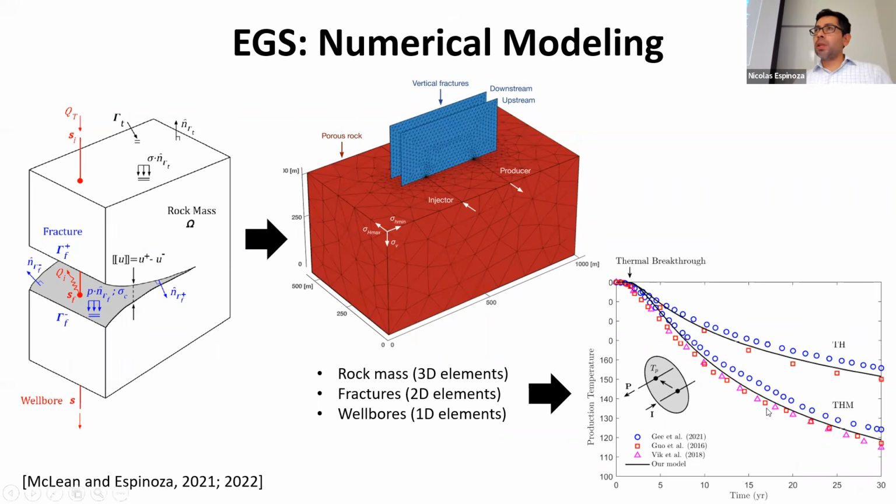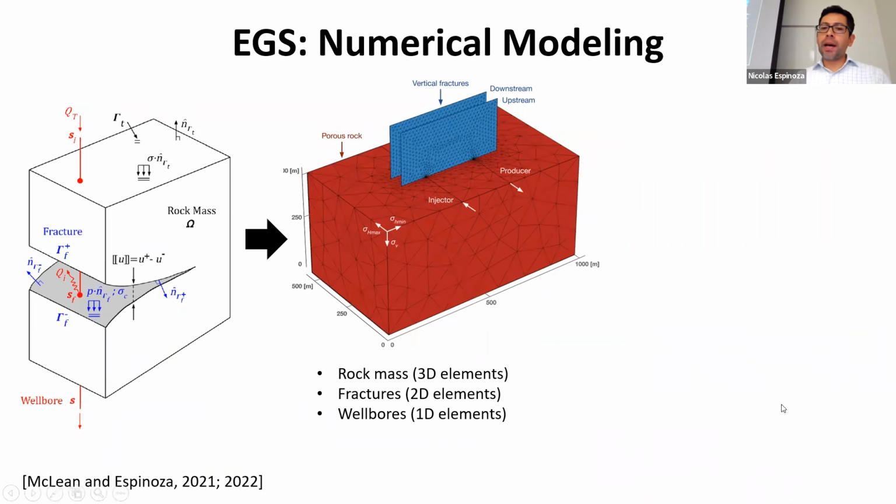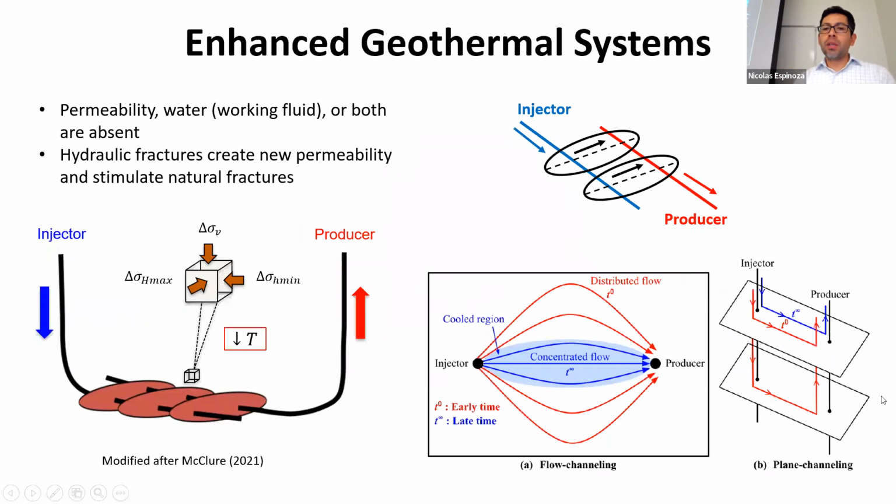This phenomenon, what we see over here in this plot, is what's called plane channeling. It happens because if you had a fracture, now we're looking at the plane of the fracture, which is this square. If your fluid going from the injector to the producer starts cooling off the rock, the fracture is going to start to open.